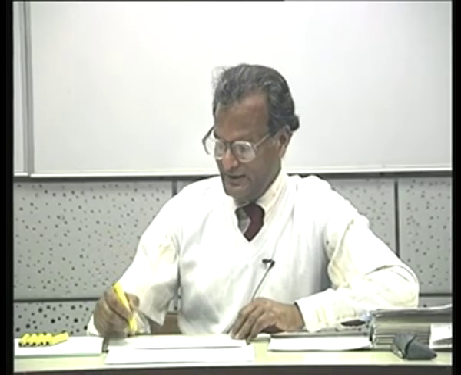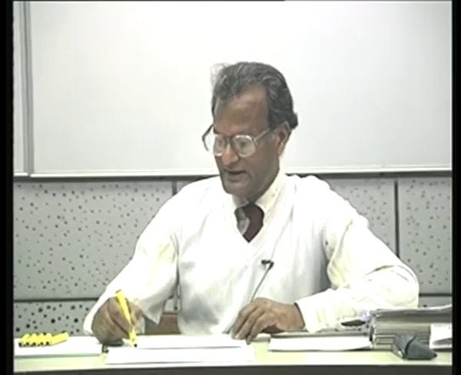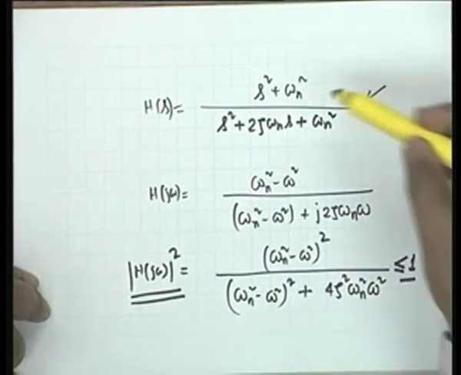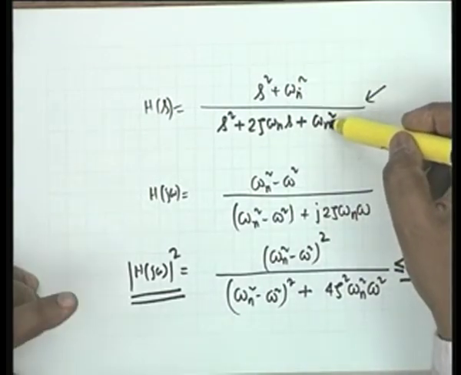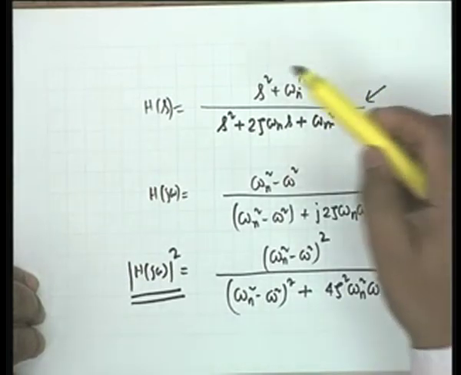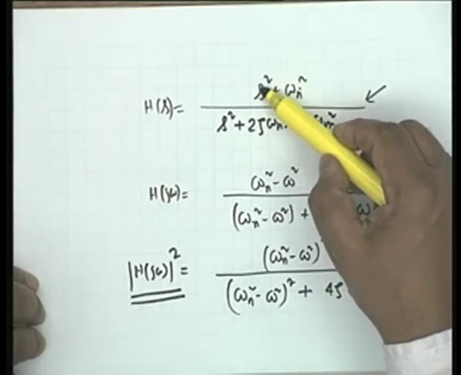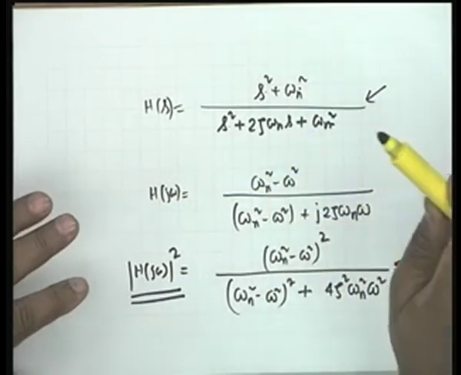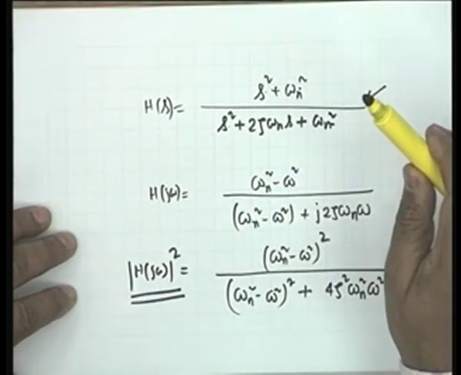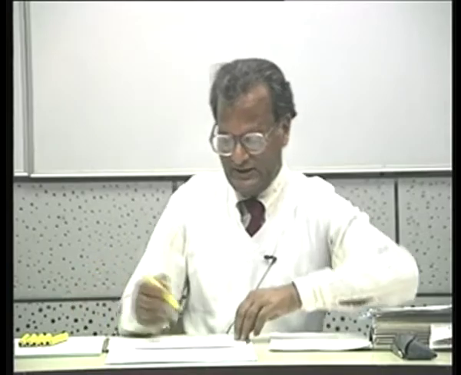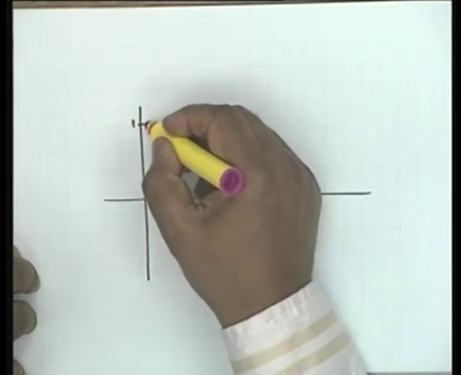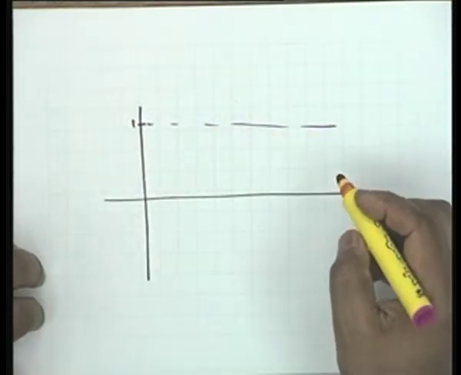Now how can 1 be reached? That is the question. Well, for that either you look at this or you look at this. Let's find out at s equal to j0, that is at 0 frequency. Omega n squared by omega n squared. So the magnitude is 1. At infinite frequency, it is this term which dominates. So at infinite frequency also the value is 1. There is no other value in between where it can reach 1. And therefore the plot, the magnitude, must start at 1 and end at 1.